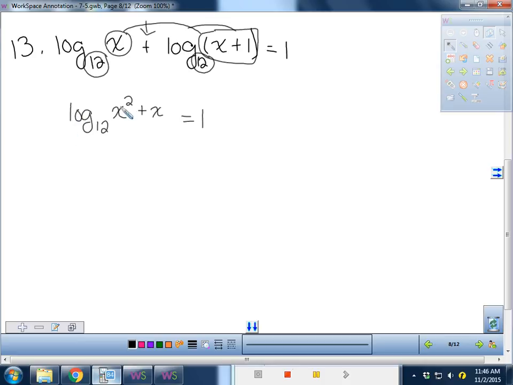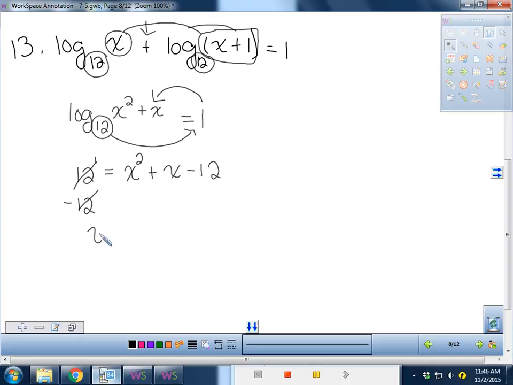Now that I'm down to 1 log, I can rewrite this in exponential form. So I have 12 to the first equals x squared plus x. Now, in your mind, you should notice that you have a squared term, a term that's not squared, and then this number over here. So this is really just 12. So I'm going to subtract the 12, and then that gives me a trinomial. And I know how much we love trinomials, so I'm going to factor that.